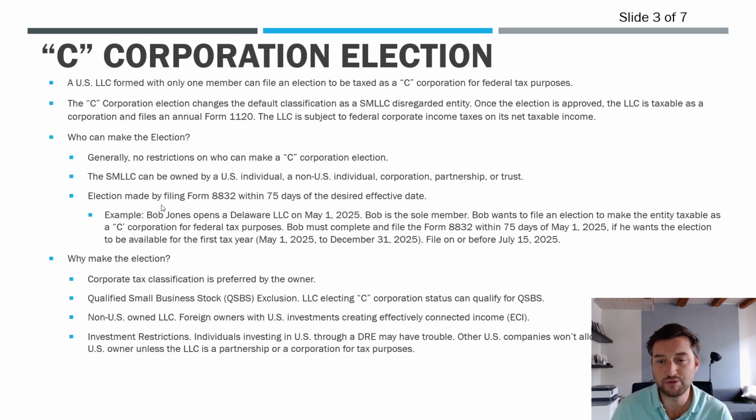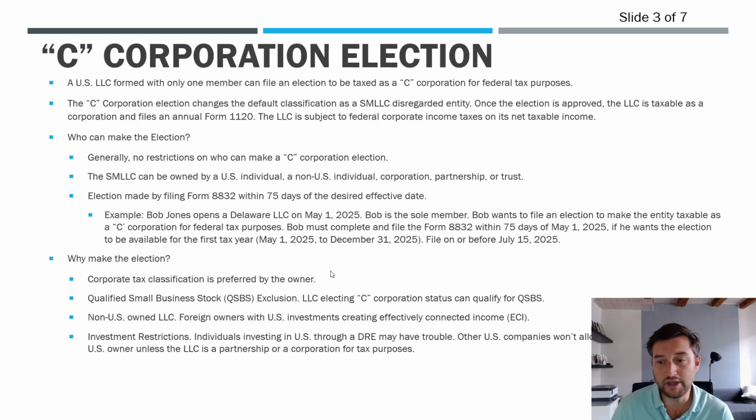So if we look at an example here, let's say we have Bob Jones. He's an individual, opens a Delaware LLC in May, and he's going to be the sole member. So this is a single member LLC, and he wants to file an election to make this entity taxable as a C Corp. So Bob has to complete the 8832, file it within 75 days of May 1st, 2025, if he wants the election to be in effect on the same day the entity was formed. So he's going to have to file this on or before July 15th, right? So it's pretty straightforward.